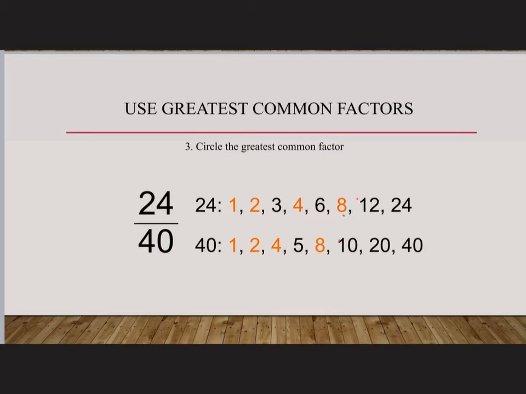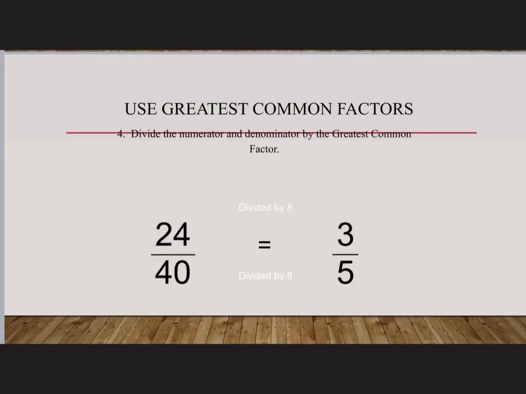So we're going to circle the greatest common factor. What's the biggest number that's in both lists? It's 8. 8 is the biggest number in both lists. So now, what do we do with that 8? Now we have 24/40ths.